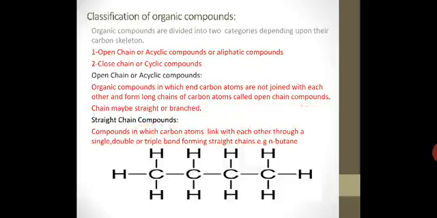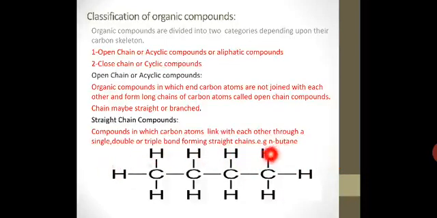Now these open chain compounds can be further classified into two classes: this chain may be straight or this chain may be branched. Now what are straight chain compounds? Compounds in which carbon atoms link with each other through single, double or triple bonds forming a straight chain. You know that carbon can make a maximum of 4 bonds, and for the 4 bond formation it can make single bond, double bond or triple bond with other carbon atoms, and this bonding will be in a straight, linear way.